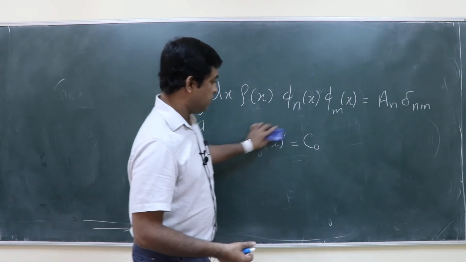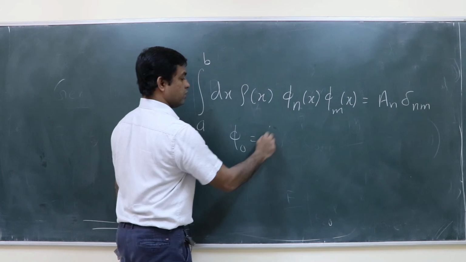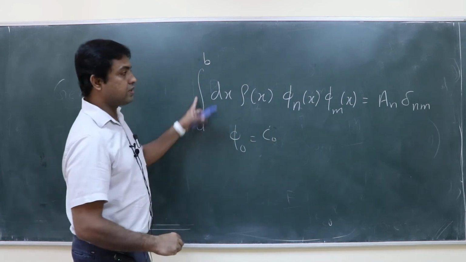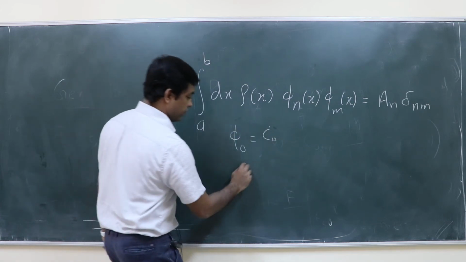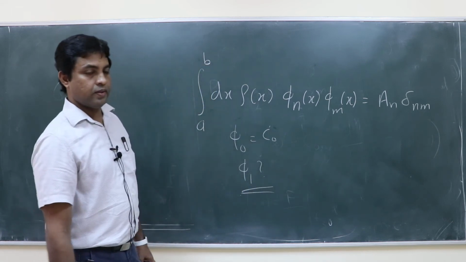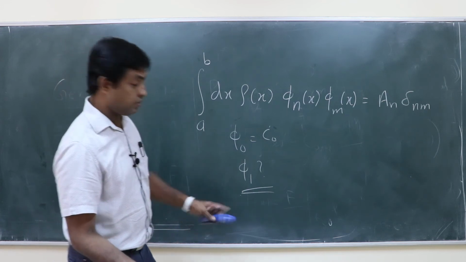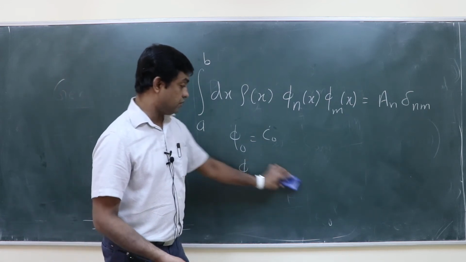Yes. I know phi 0 already. I got phi 0 is equal to some C0. I have this relation. Can I find out phi 1? What is phi 1, by definition?